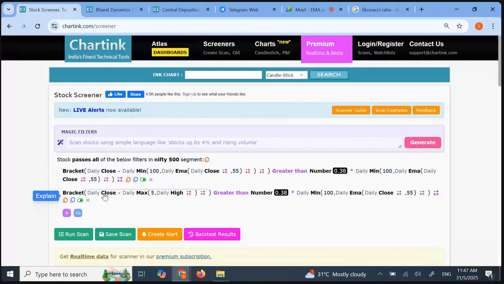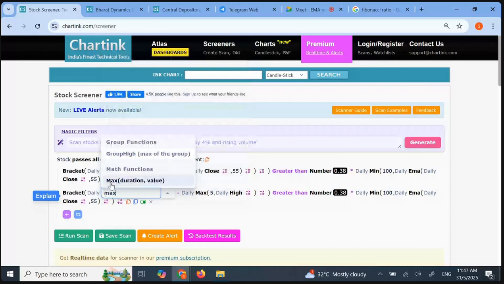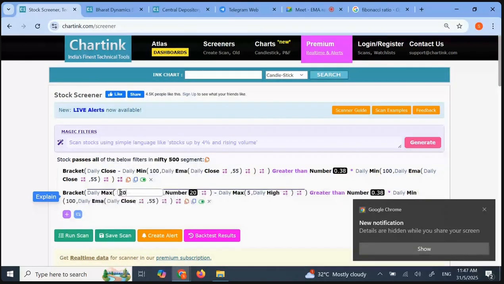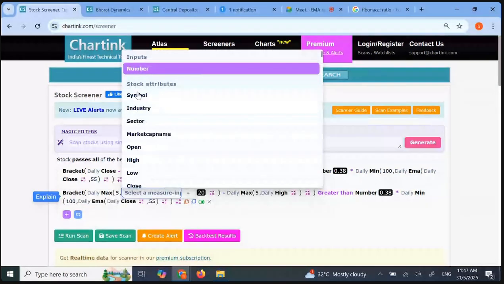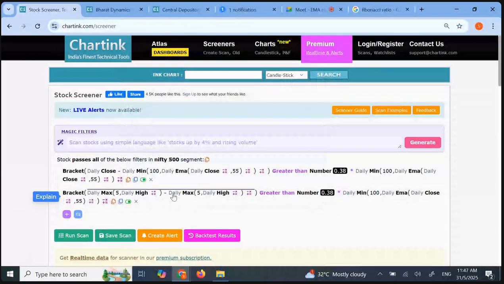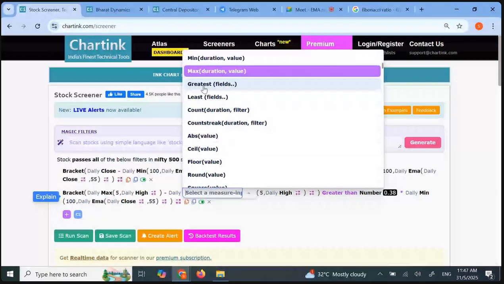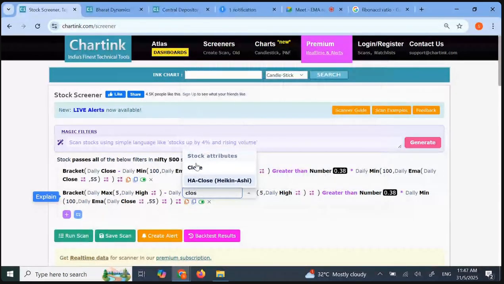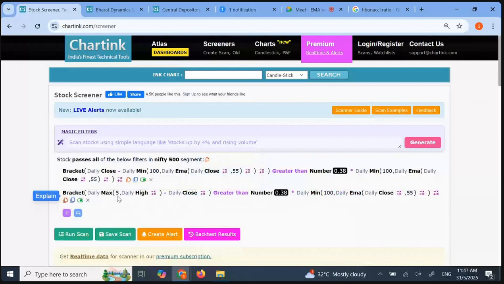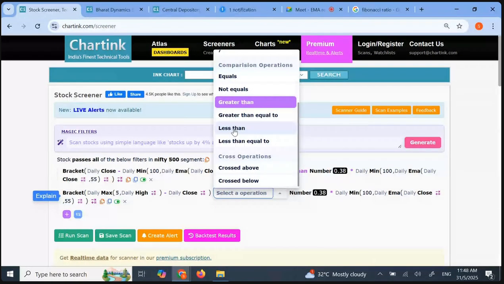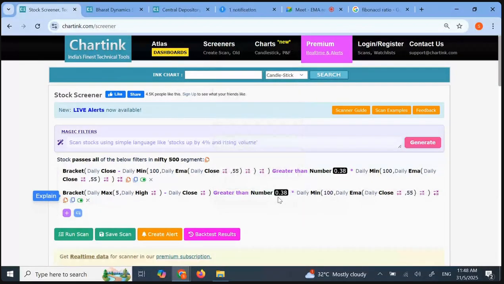So daily max of last 5 day high, it is taking the recent 5 day high and subtracting with the recent close. Okay, so current price from the recent high, I'm subtracting the current price. That fall should be slightly like 3 to 5%. Okay, should be slightly greater than 3%.